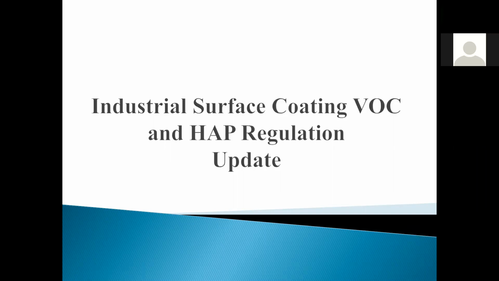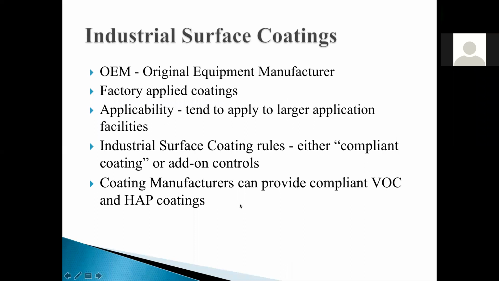So yes, today we're going to talk about industrial surface coating, VOC and HAP regulations. When I refer to industrial surface coatings, what I mean is original equipment manufacturing or factory applied coatings. For example, a brand new car that's coated in the factory, as opposed to architectural, where it's applied in the field.